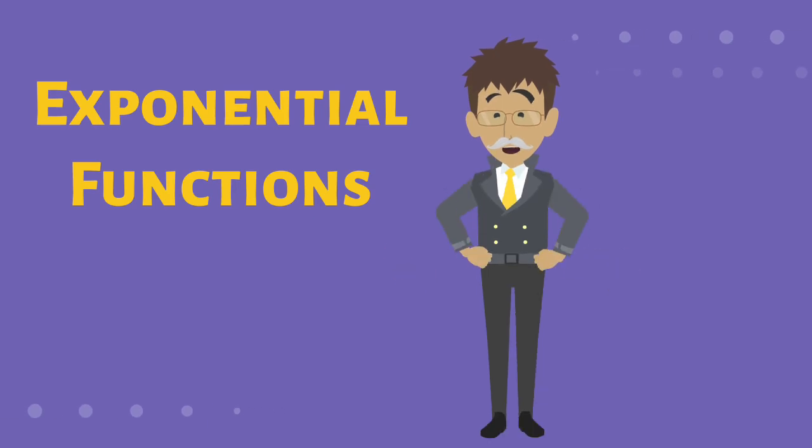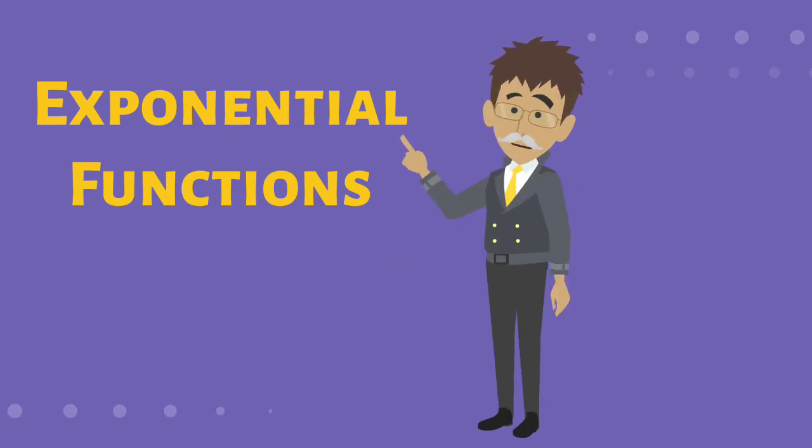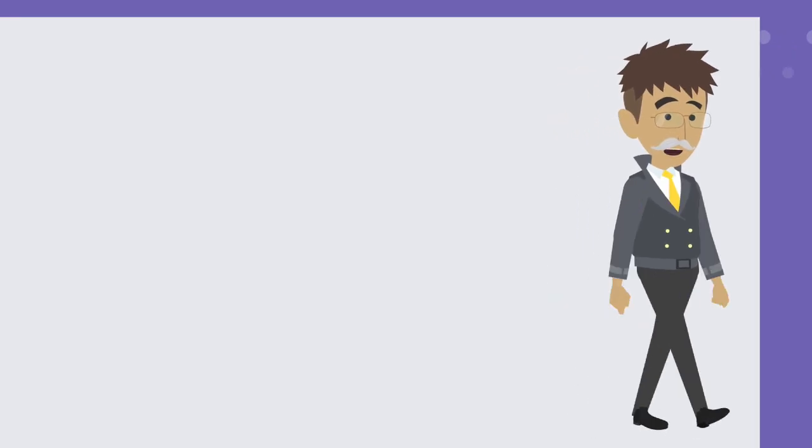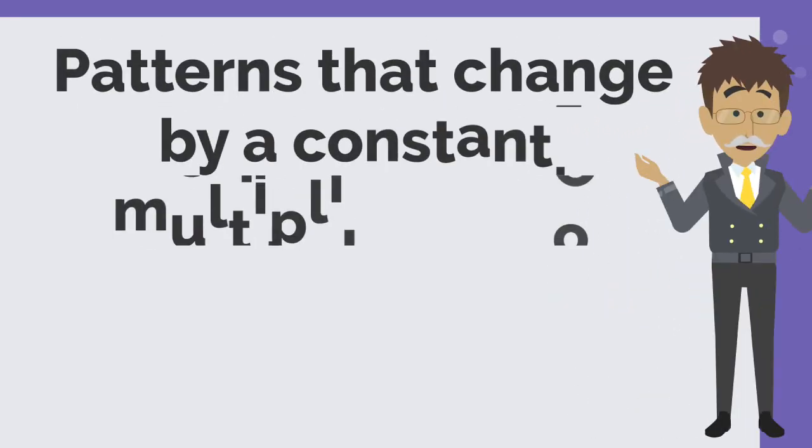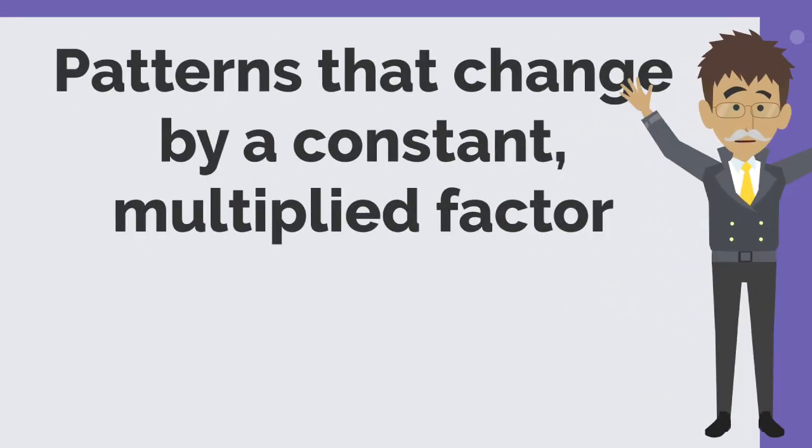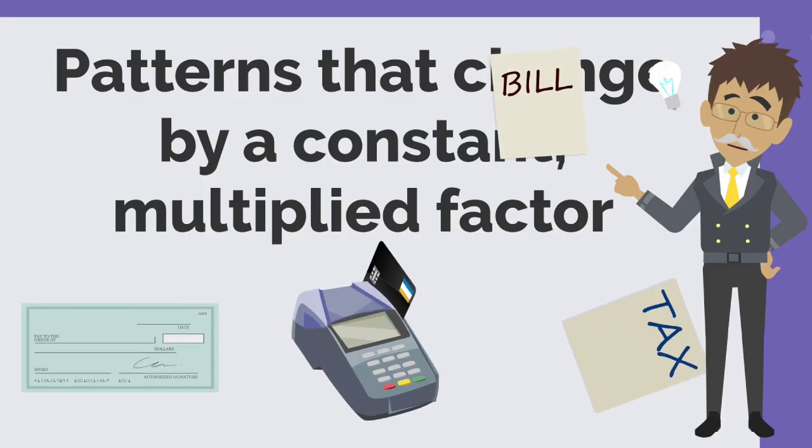Some situations grow slowly, while others grow faster and faster. Exponential relationships can help us describe patterns where values change by multiplying instead of adding, which happens often in science, finance, and technology.